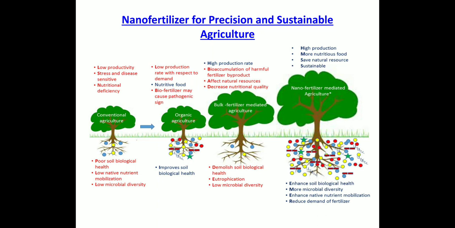Eutrophication, that is release of nutrients directly to the plant bodies or the toxic elements. And in case of nano fertilizer mediated agriculture, there will be enhanced soil biological health, more microbial activity, enhanced native nutrient mobilization, and reduced demand for fertilizer. This is the difference between how nano fertilizers are more beneficial in sustainable as well as precision agriculture over the conventional organic and bulk fertilizer mediated agriculture.